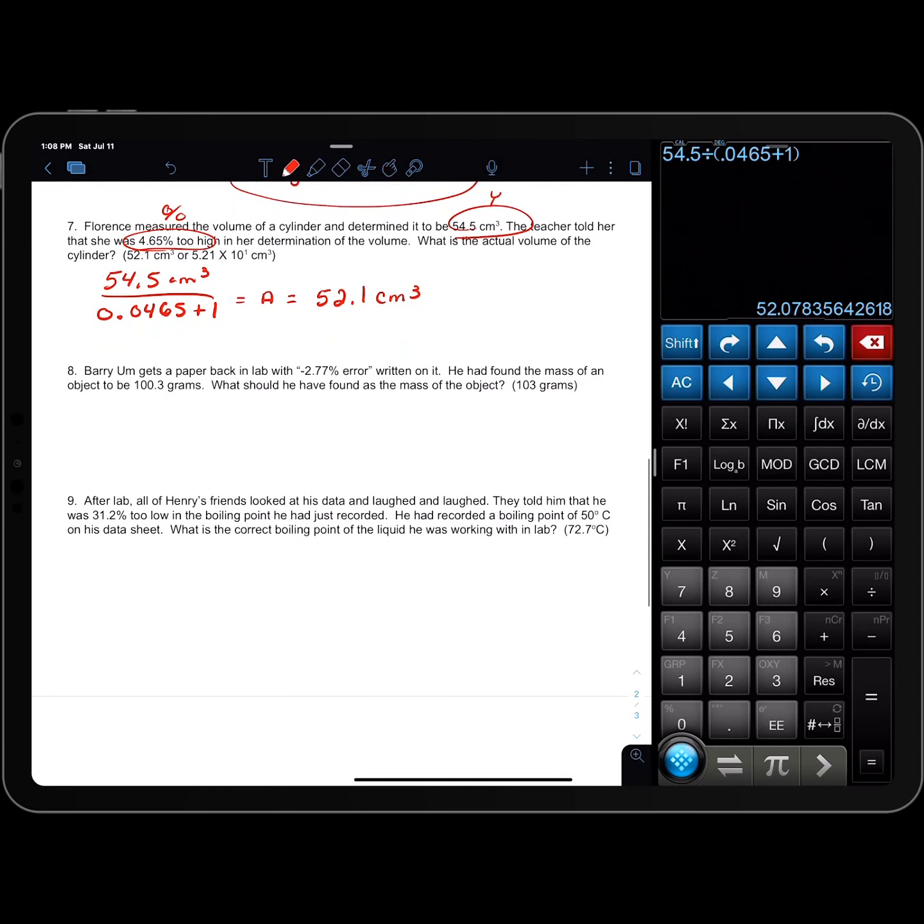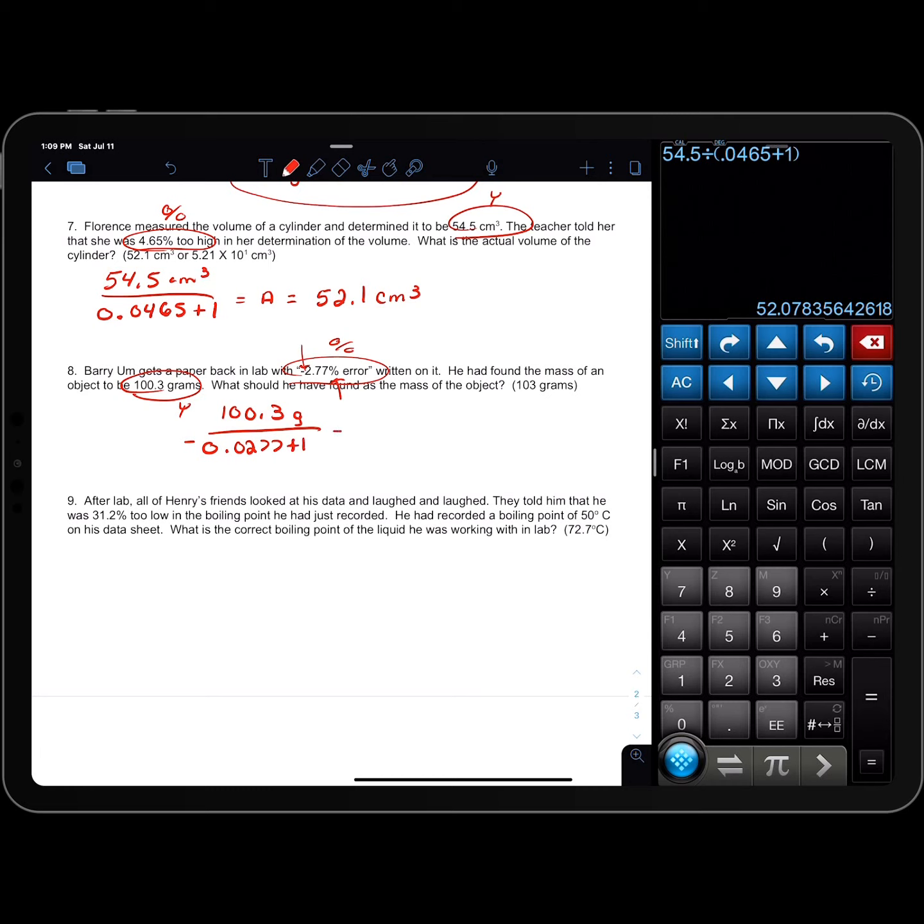Barium, chemistry. Barium gets a paper back in lab, and he's off by this percent. Okay. He had found the mass of an object to be this, so this is the your value. What should the mass of the object have been? All right, so we've got to find that actual again. So we're going to take our same formula we'd used before. That's the your measurement divided by the percent error. Again, move that decimal to the left 2 places: 0.0277. Make sure you leave that negative on there.